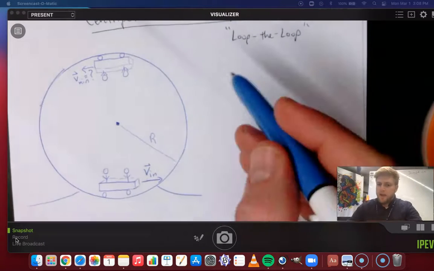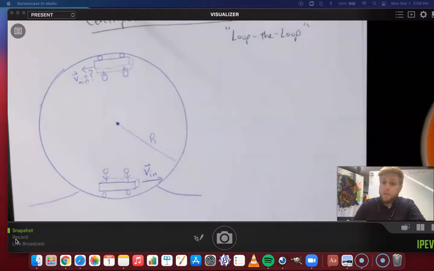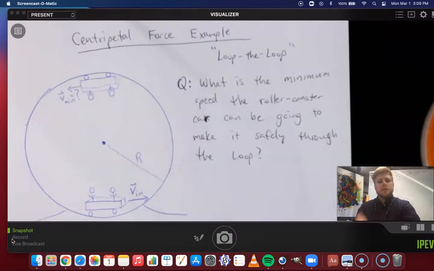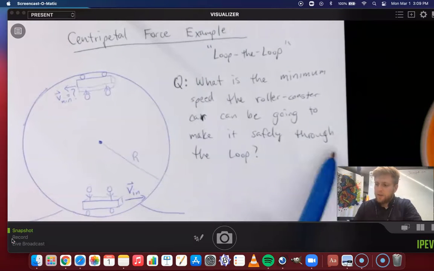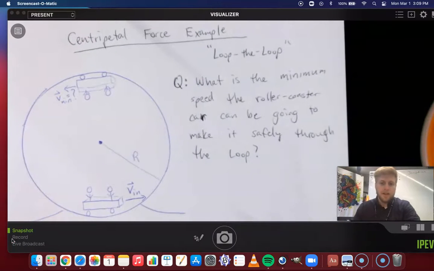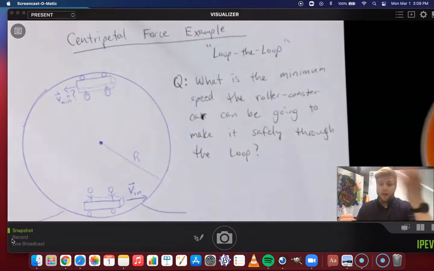So I'm going to pose a question over here. I'm going to jot that down, and then we'll move forward with this example. So the question, again, that we want to address is, what is the minimum speed the roller coaster car can be going to make it through the loop safely? To be clear, there's a speed, if you go too slow, you'll fall out of the loop, and basically any speed above that, you'll make it successfully through the loop.